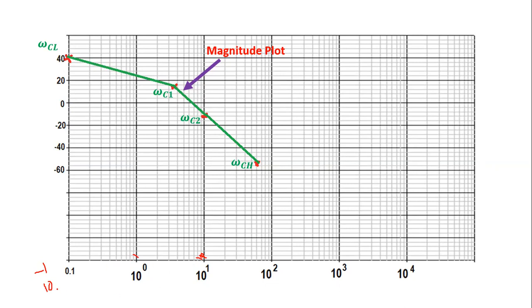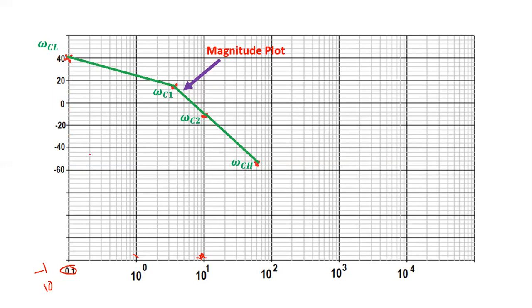First, at 0.1, what about the gain? At 0.1, our gain is plus 40. We need to choose the y-axis scale. In our case, plus 40 is the maximum gain and minus 54 is the minimum gain, and based on that we choose the y-axis scale. Once it is chosen, we can start drawing. In our case, I'm taking 0, 20, 40 like that. So at 0.1 the gain is 40, and I'm marking this point.